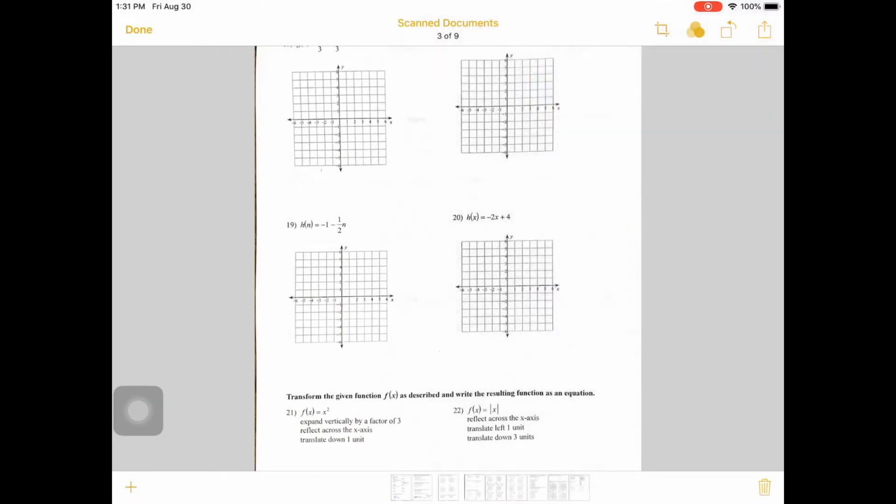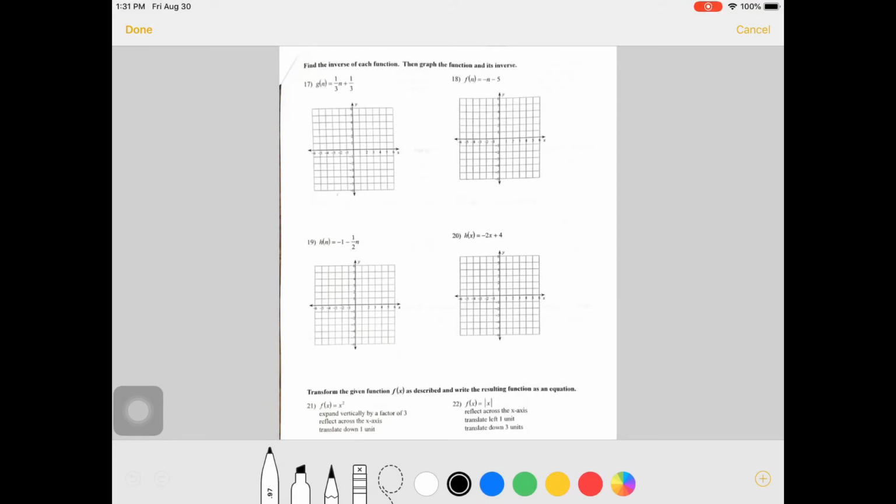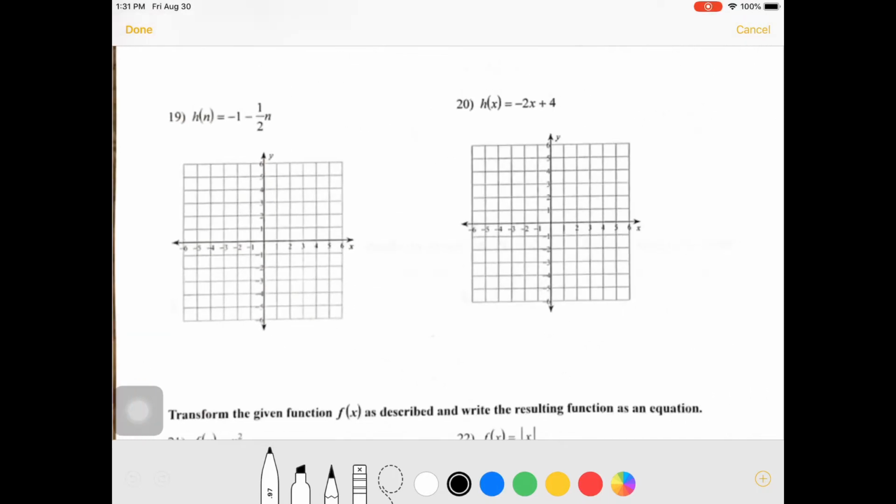What it will look like on the test sometimes is that I will tell you to find the inverse of a function, so I won't give you both. I'll just ask you to find one of them. And then you're going to graph both the inverse and the function. So say we do number 19. We're going to start by finding the inverse.